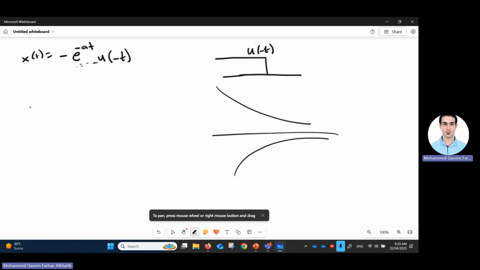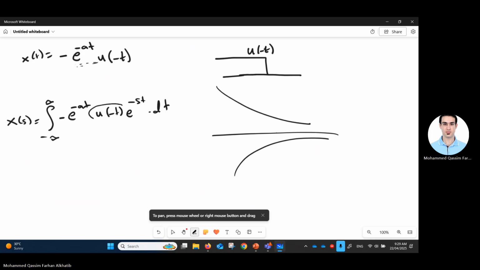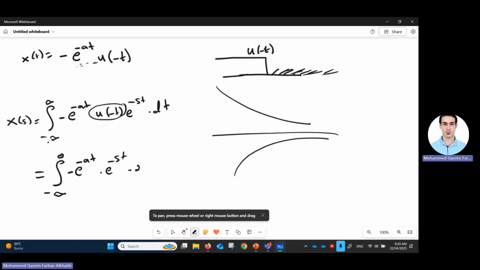All right, so let's do the math. X of s equals the integration from negative infinity to infinity of negative e to the power minus at, u of negative t, e to the power minus st dt. So the unit step function here will take effect on the upper limit, because after 0 there are no values there. So in this case, my integration will become the integration from negative infinity to 0 of negative e to the power minus at, e to the power minus st dt.